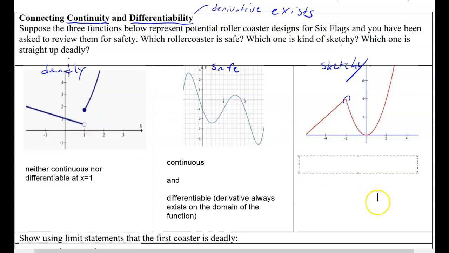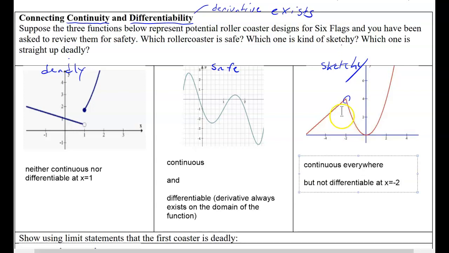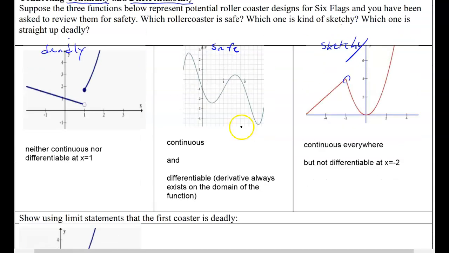And then my kind of sketchy but not deadly coaster, I would say this is continuous everywhere, right? Because even at that sketchy point, I don't have to pick up my pencil, but not differentiable at x equals -2. The reason it doesn't make sense to talk about the derivative there is my slope from the left is positive, my slope from the right is negative, right? So imagine I was trying to draw the tangent line to the curve at x equals -2. I wouldn't know which way to point my line. So that is essentially the intuition behind this lesson, the difference between totally crazy deadly versus sketchy versus perfectly safe roller coasters.